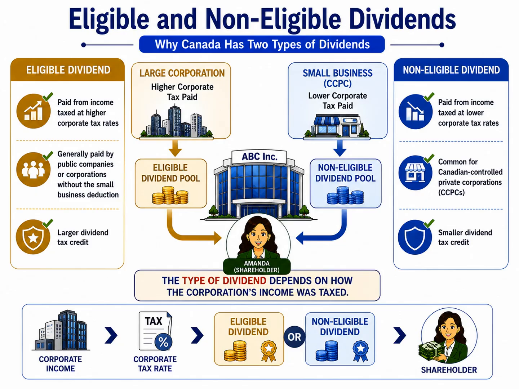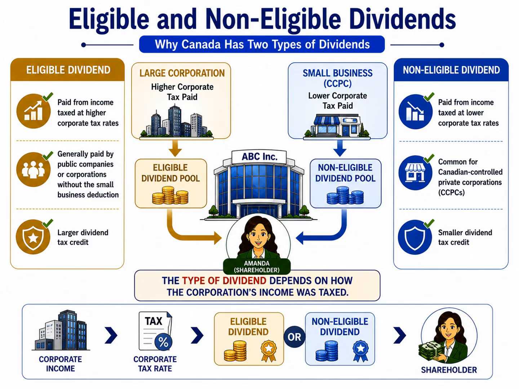When corporate income has already been taxed at the higher corporate tax rate, the corporation can generally pay an eligible dividend. Since more corporate tax has already been paid, the shareholder receives a larger dividend tax credit when reporting that dividend on their personal tax return. This helps reduce the amount of personal tax payable.